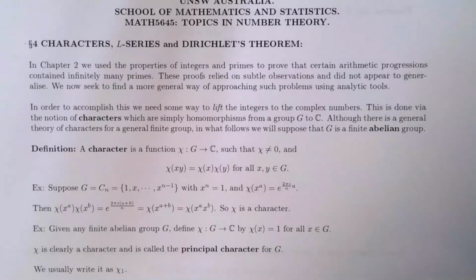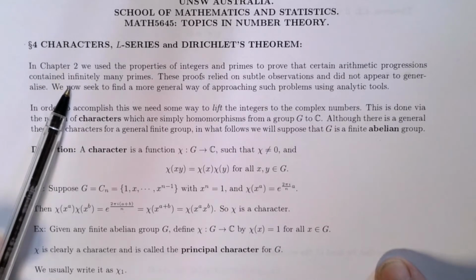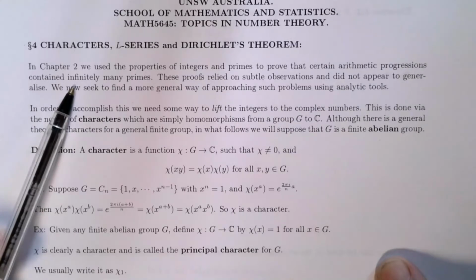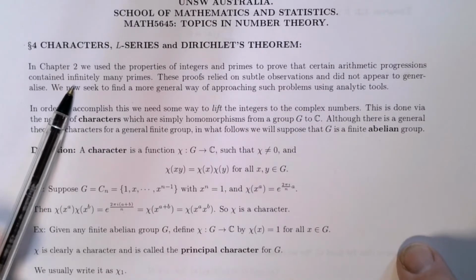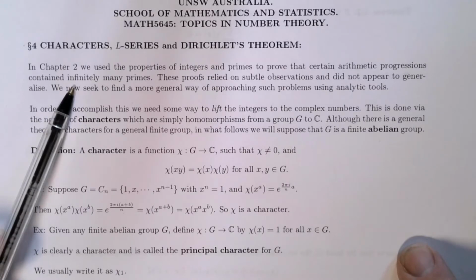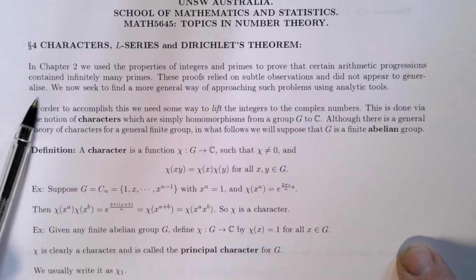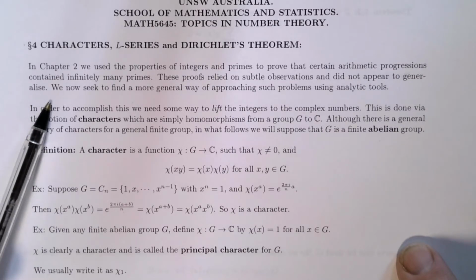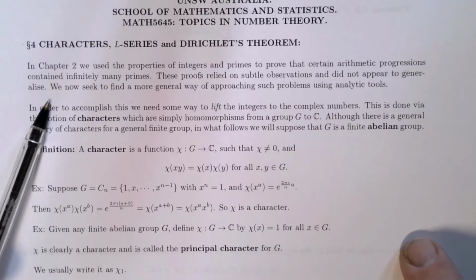In chapter 2 we used the properties of integers and primes to prove that certain arithmetic progressions contained infinitely many primes. We proved there were infinitely many primes, for example, congruent to 1 or minus 1 mod 4, and there are similar proofs. You can prove infinitely many primes congruent to 1 mod 8 or minus 1 mod 8. But all of these proofs rely on subtle observations, and there didn't appear to be any way of generalizing these. And so we now want to seek a more general way of approaching such problems using analytic tools.